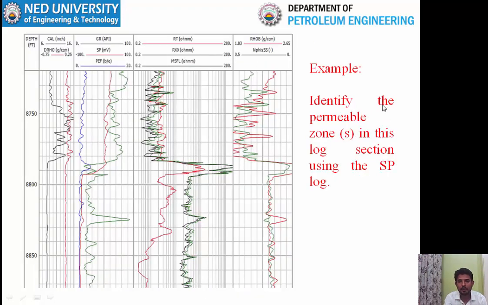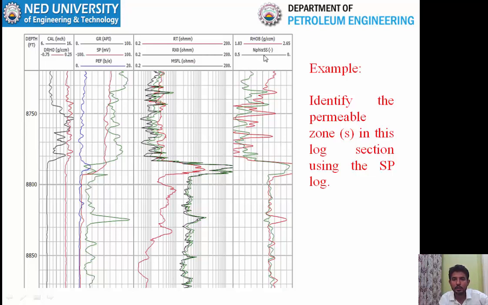In this example, you have been asked to identify the permeable zone using the SP log. So the logs have been provided to you, and from the log header you have to identify the logs, and in this log section 4 tracks have been provided. In the first track you have the caliper log and the DRHO, and we have seen the density correction log. In the second track you have the gamma ray, SP and the PEF log. In the third track you have the resistivity log, and in the fourth track you have the bulk density and the neutron porosity.